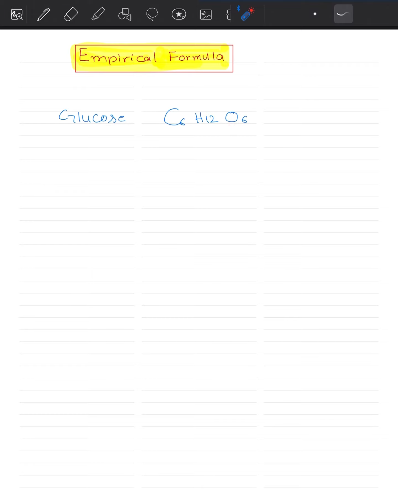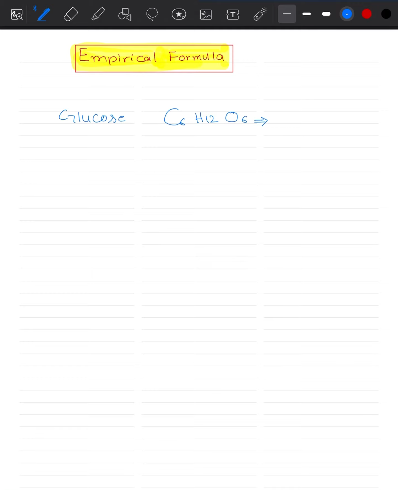Number two, it is representing the number of atoms present in this formula. So this formula tells us that it has 6 carbon, 12 hydrogen, and 6 oxygen. So this is basically the molecular formula because it has the exact number of atoms as are present.